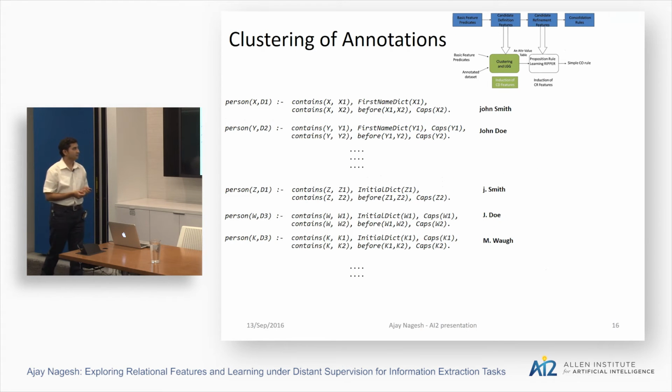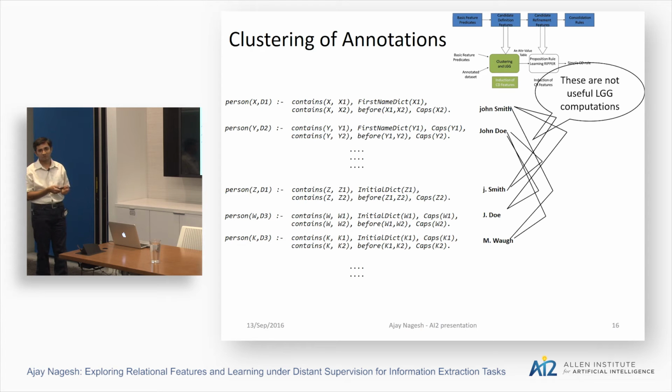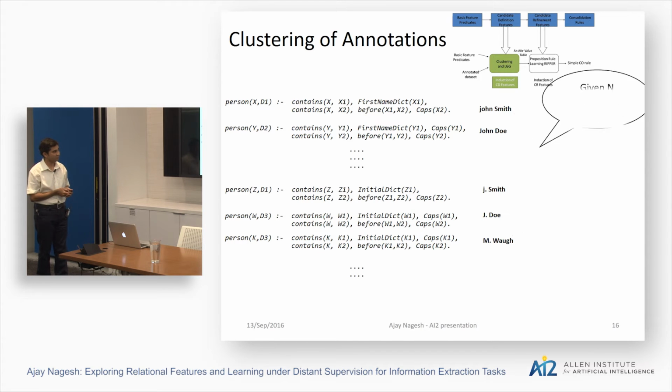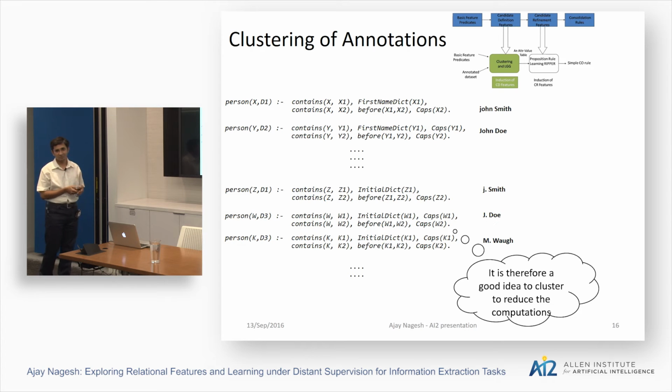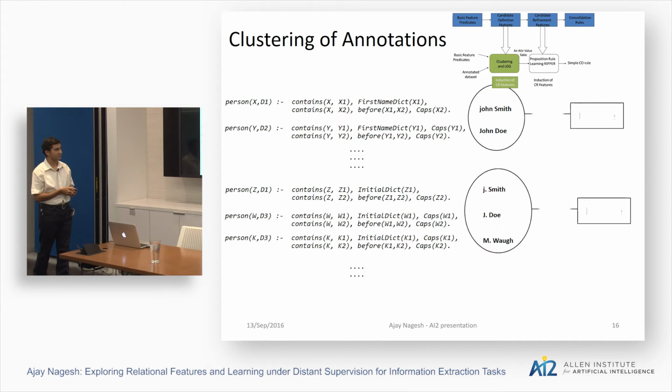One thing to note here is that there are many paradigms of names. For instance, there could be a first name followed by a last name, or a first name, initial, last name, and so on. So it makes sense to do some kind of clustering beforehand, and LGG is a recursive operator that we can apply on each of these clusters. Otherwise it would result in not so good generalizations. So we do some clustering on the body of all the clauses, and then we form an LGG rule, or a candidate definition rule, from each of these clusters.